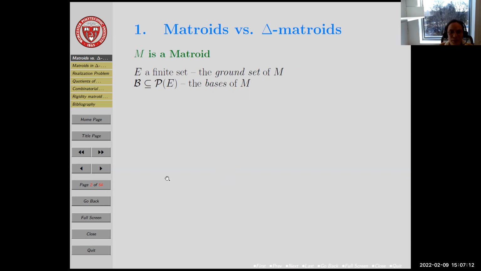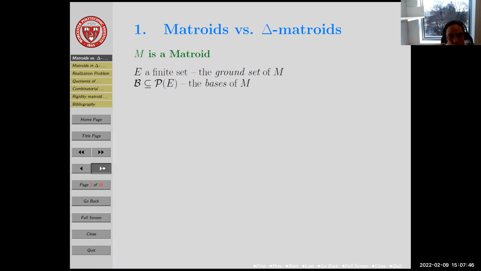So I want to start with just a definition of a matroid, and it's something that has been around for quite a while. It was sort of started by Whitney in the dark ages of the last millennium. But a matroid is just a finite set, called the ground set, together with some collection of subsets of that ground set. And these we want to call the bases of M.